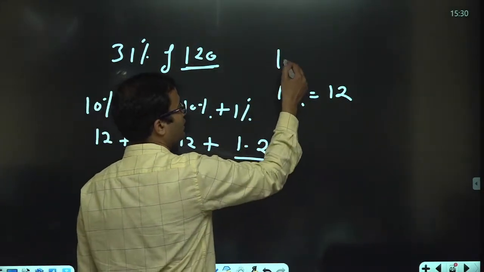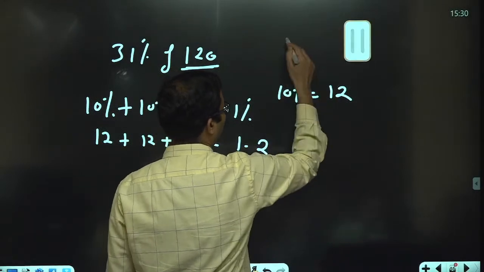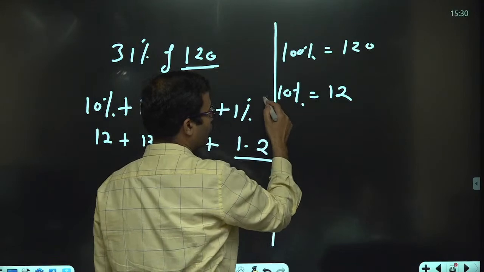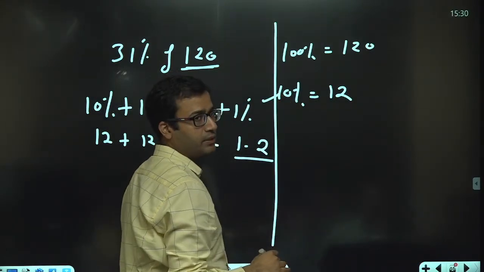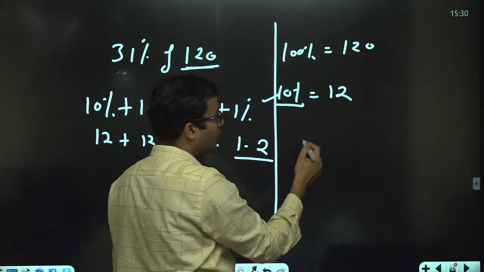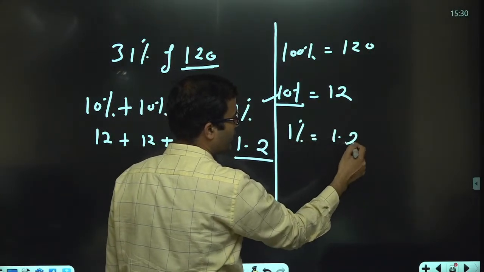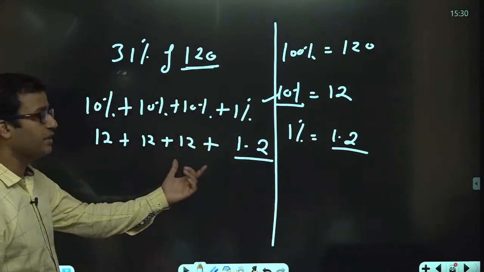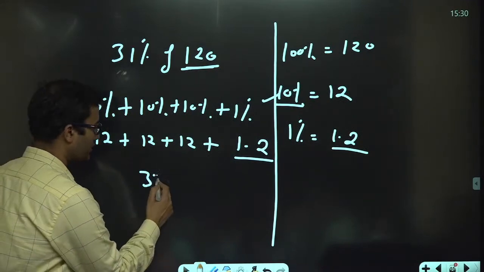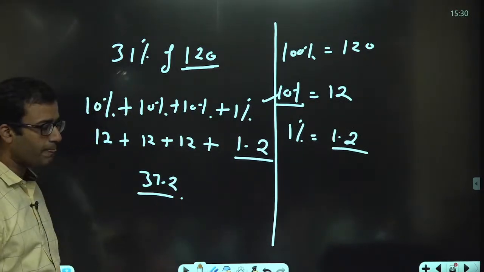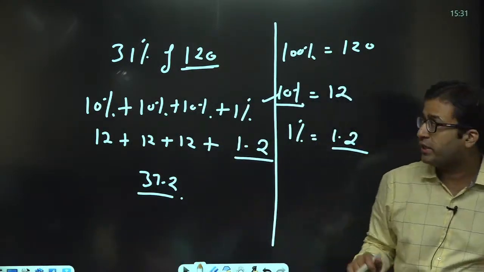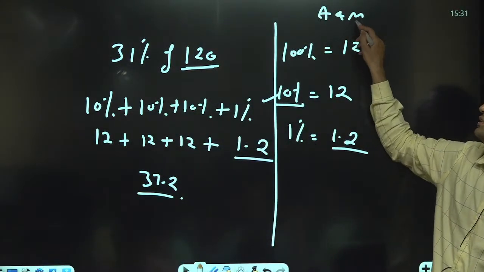अगर total 100% is 120, so you can play around 10% and 1%. 10% will be 1/10. What is 10%? 12. And what will be 1%? 1.2. So you can merely add. So 36 plus 1.2 is 37.2. Because the important thing is, there are two things, addition and multiplication.